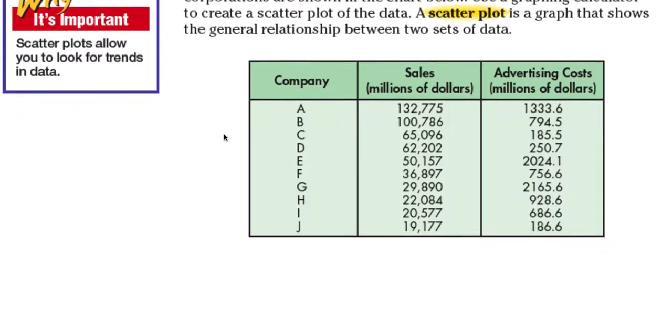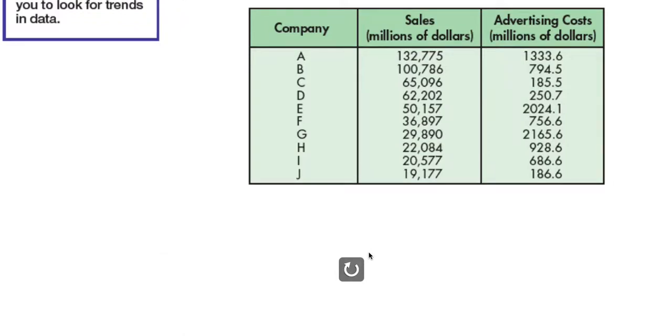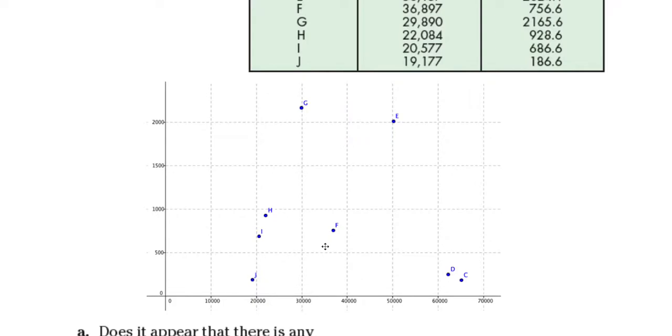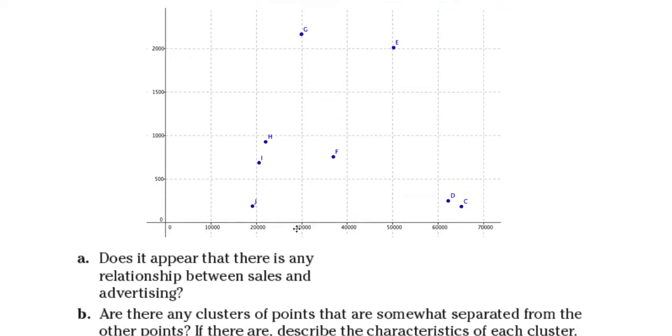for graphing. In any case, you are given this set of data, sales in millions of dollars for companies A to J, and the advertising costs in millions of dollars for these companies as well. After I plotted all these points on GeoGebra, this is what came out. These are your points. And what do you notice about these points? These points look scattered. That is the reason why it's called a scatter plot. And let's answer the questions that follow.